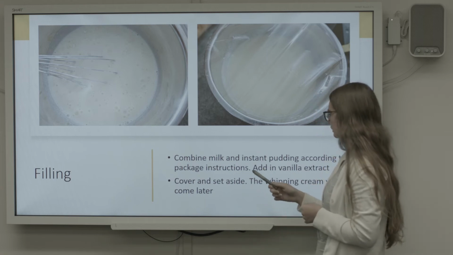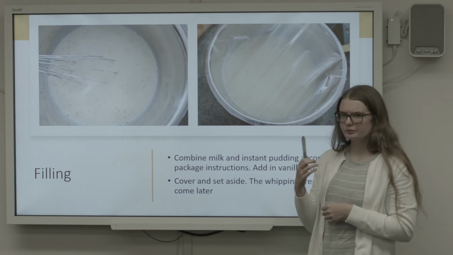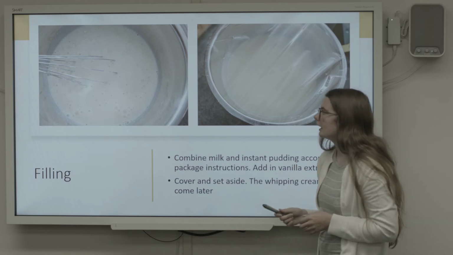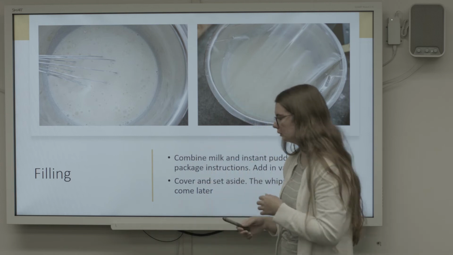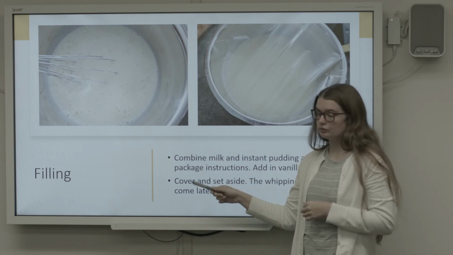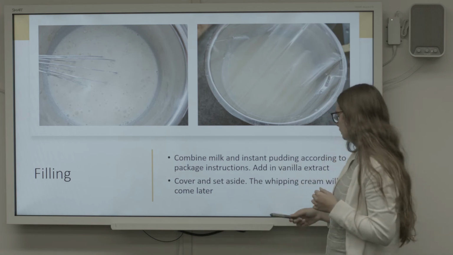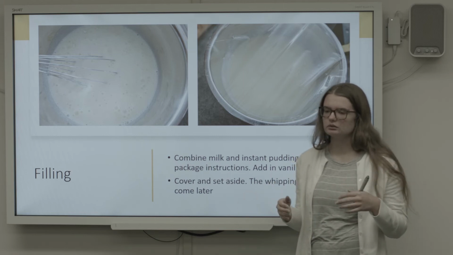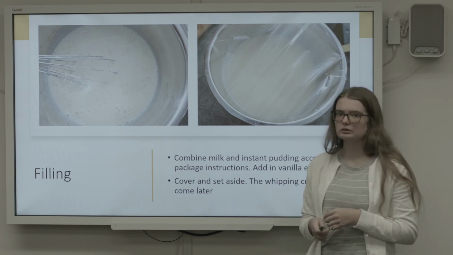Then for the filling, you're going to combine the milk and the instant pudding. Just read the directions on the package for the pudding and that should be fine. You'll add in the vanilla extract and it'll basically look like this. It's just a white liquidy mixture. Then you will decke die Füllung zu, and then you're going to just set it aside for later. The whipping cream you're going to do once you've totally baked the cake so it doesn't deflate. And then you can just refrigerate it for now because it's going to be a while until you need it.